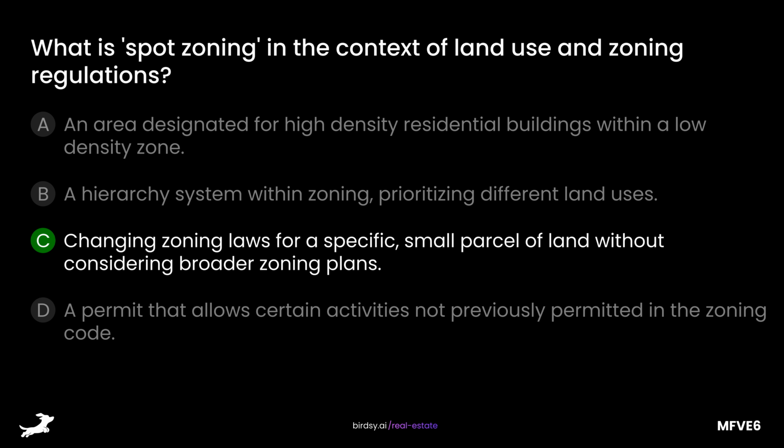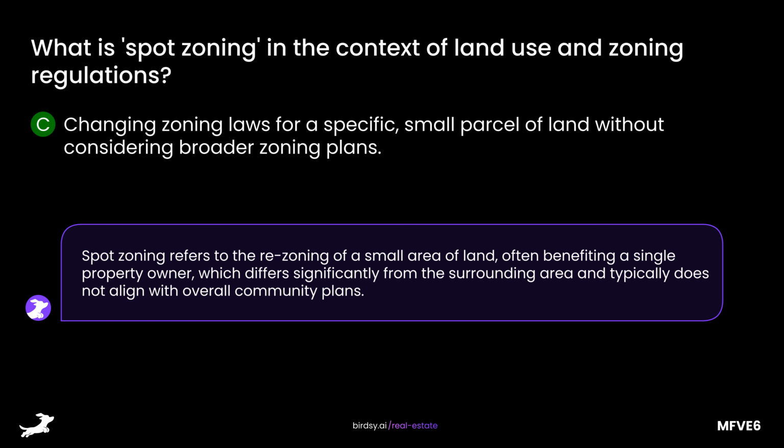The answer is C, changing zoning laws for a specific small parcel of land without considering broader zoning plans. Spot zoning refers to the rezoning of a small area of land, often benefiting a single property owner, which differs significantly from the surrounding area and typically does not align with overall community plans.